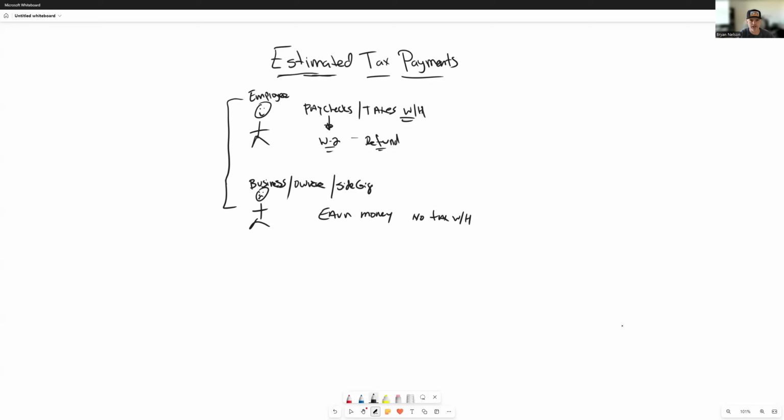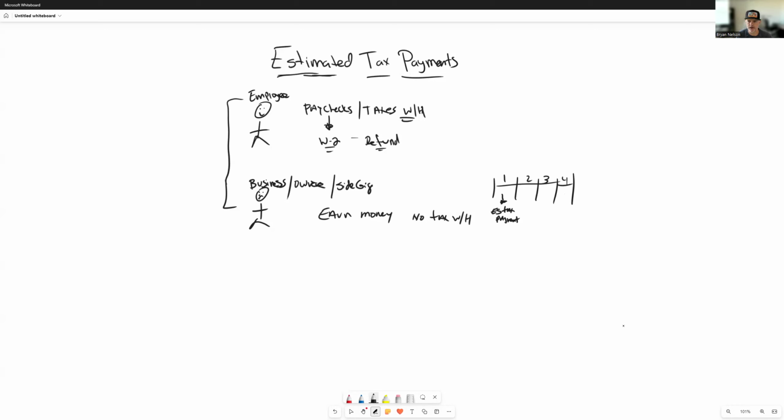I'm going to show you the calendar here in a little bit. But basically, you need to break up the year into 4 different quadrants. So you have quarter 1, quarter 2, quarter 3, and quarter 4, that as you earn your money in each of these quarters, then you need to pay an estimated tax payment.